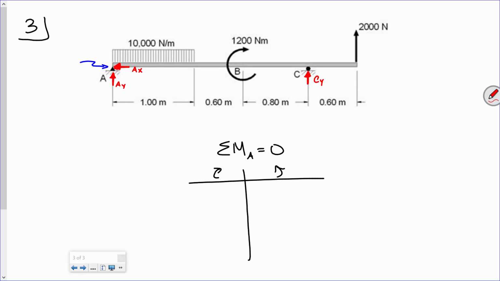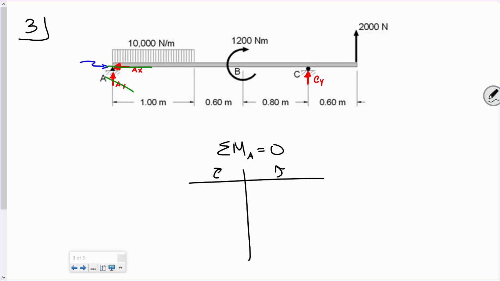All right, so we'll sum moments at A. What we do is we just take each force one at a time. If I'm summing moments at A, does AX cause any contribution? No, it's going right through it. So that's done. What about AY? Nothing there, right? Let's deal with the simple one. What about the 2000, the one on the very right? Does that cause a moment? Yeah. Okay. So should it go on the left side of the table or the right side of the table?